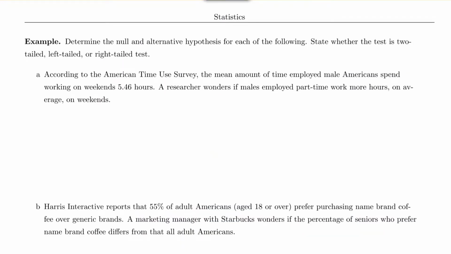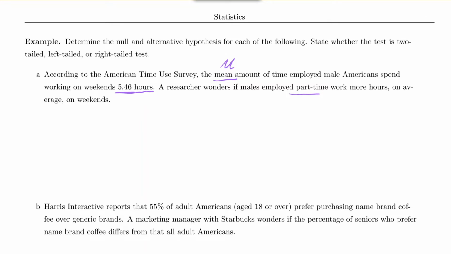So let's practice setting up null and alternative hypothesis statements. We're just practicing setting up the statements. According to the American Time Use Survey, the mean, that means we're dealing with the population mean, so write the mu symbol, the mean amount of time employed male Americans spend working on weekends is 5.46 hours. A researcher wonders if male employed part-time work more hours on average on weekends.